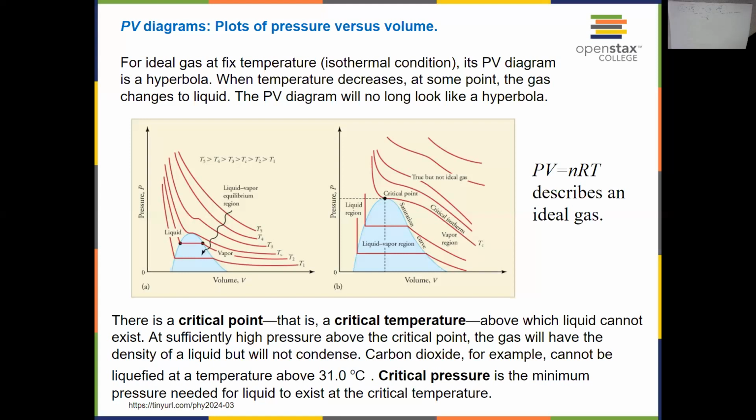So then it's the minimum pressure needed for liquid to exist. If pressure is too small, then it might be just gas. It will not be liquid. So these are just terminologies you have to remember or maybe get familiar with.